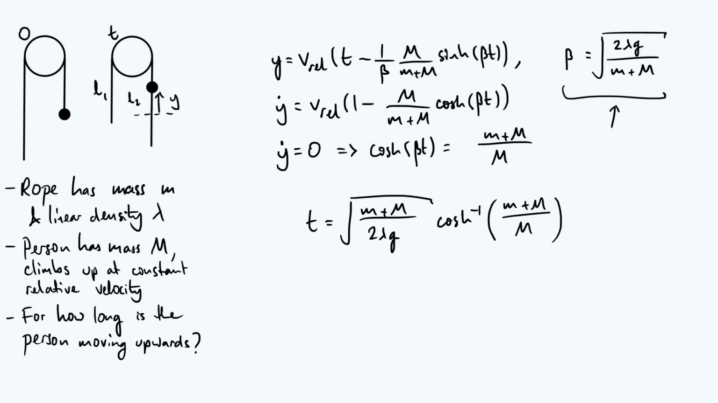Now for me, the interesting thing about this result is that it's completely independent of the relative velocity, that v_rel parameter that I introduced to help us solve the problem, which is why I didn't give that as one of the parameters of the problem initially. So it's maybe a little bit surprising at first that it doesn't have any dependence on how fast the person is climbing, but it does make some amount of intuitive sense when you think about it, because the faster the person is trying to climb, the faster they'll also be causing the rope to fall below them, right? And as it turns out, these two effects basically cancel each other out. And so regardless of how quickly the person is trying to climb up, they can only ever climb up for this certain amount of time.